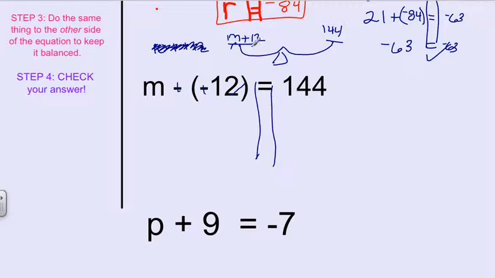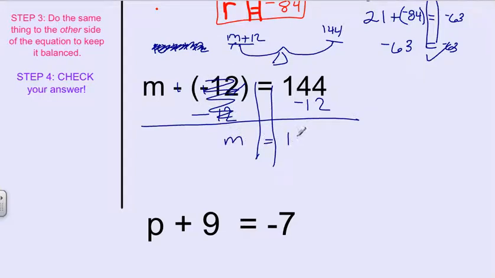I want to take 12 away from here, so I'm going to subtract 12 from here. But again, that's going to cause my scale to not be balanced, so I need to make sure to take away 12 from this side as well. That means these go away, and I'm left with m equals 132.